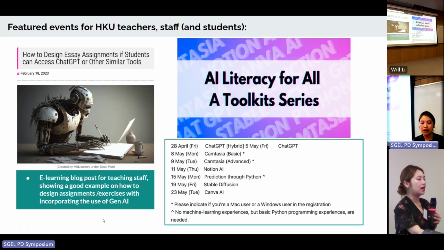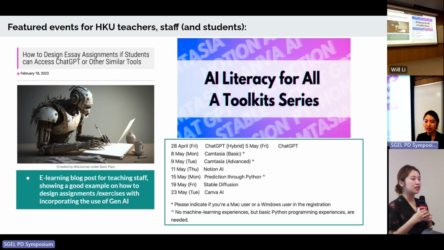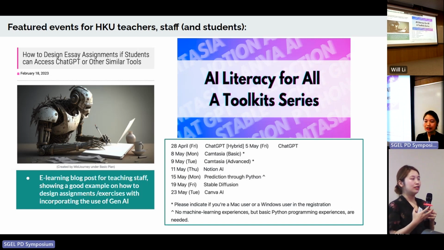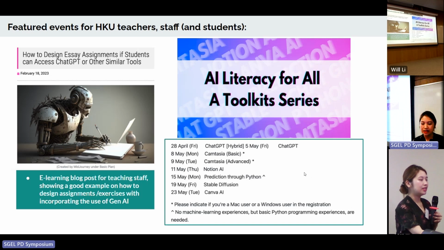We also have some e-learning blog posts created by lecturers or professors around HKU to provide some ideas. For example, how to design essay assignments if students can access ChatGPT or other similar tools. And we also have a series of training workshops on the topic of AI literacy for all. Although we are still exploring what AI literacy is and how we can teach it, we try to share something with our teachers, staff, and also students. And here are some of the topics involved in the training sessions.